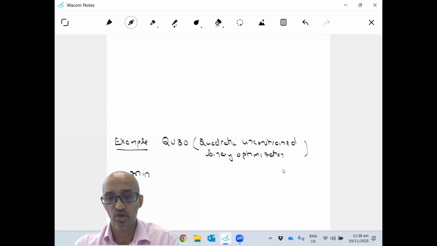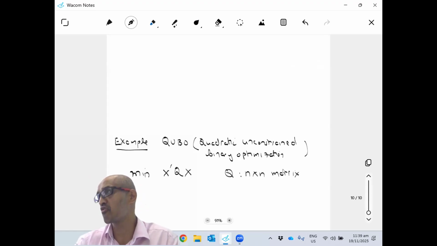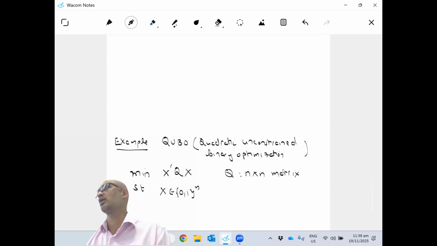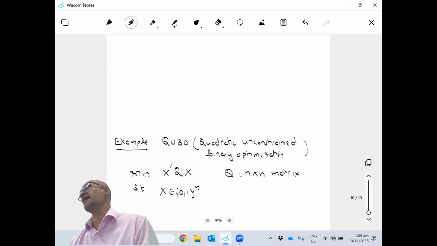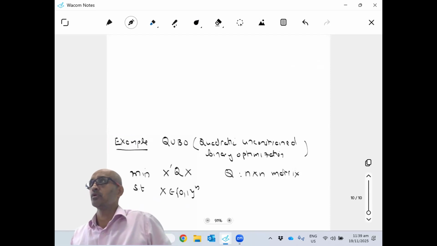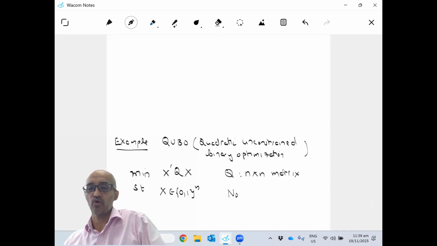What's a quadratic function? You take x transpose Q x. Q is an n by n matrix. It need not have any structure. Of course, it's real valued for the problems we are interested in, subject to x being in the {0,1} set. So basically, every xi can take value 0 or 1. I've got n variables. What is the challenge? The number of possible x values, the number of feasible solutions, is 2 to the power n.